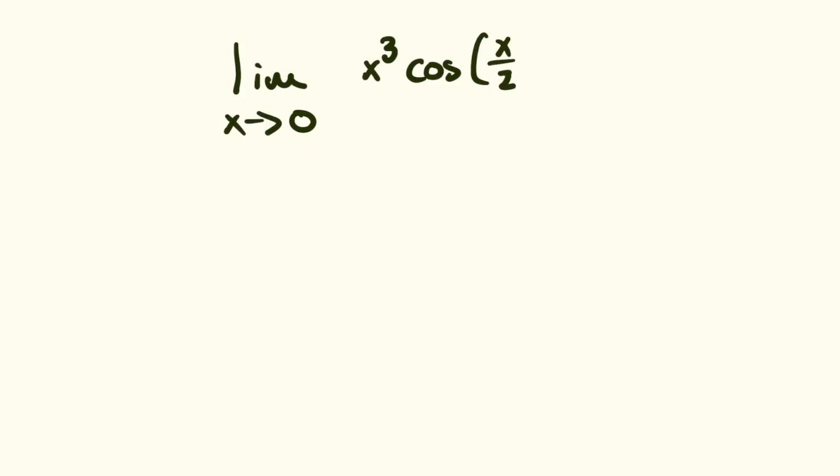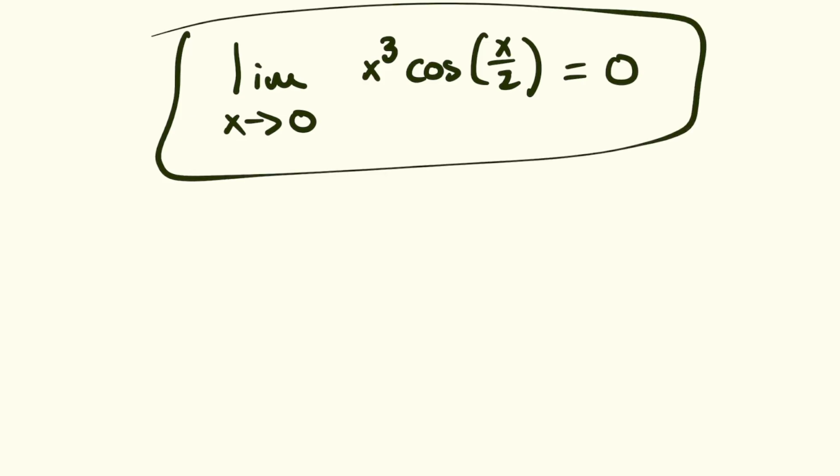We can say our limit as x goes to 0 of x cubed cosine of 2 over x is equal to 0. So there's our nice little proof, and it works out beautifully.